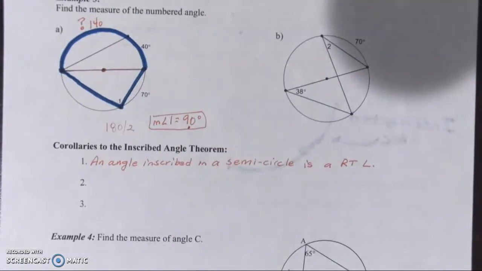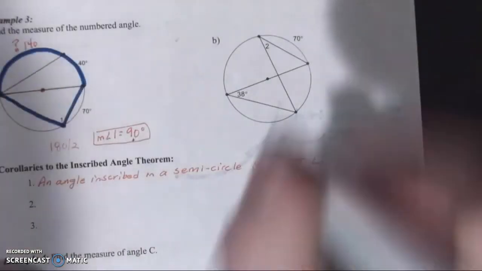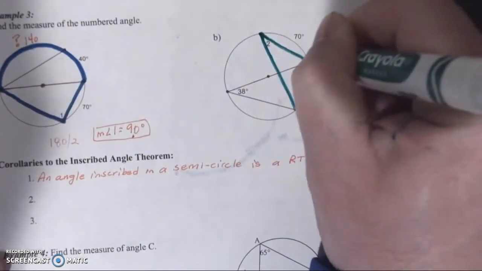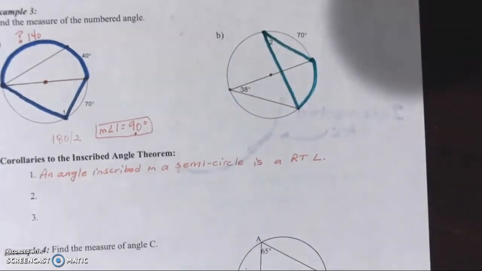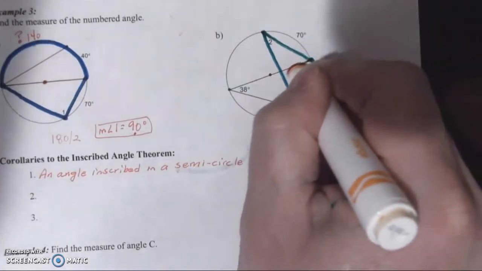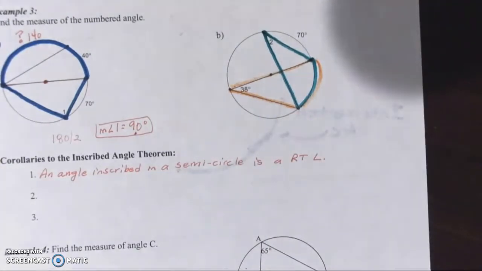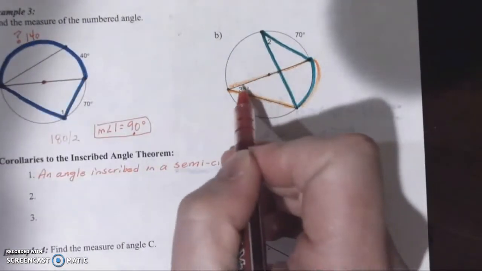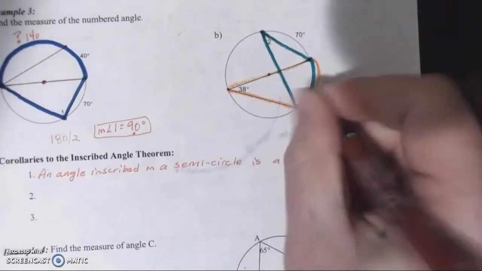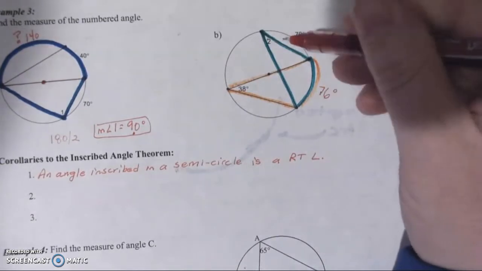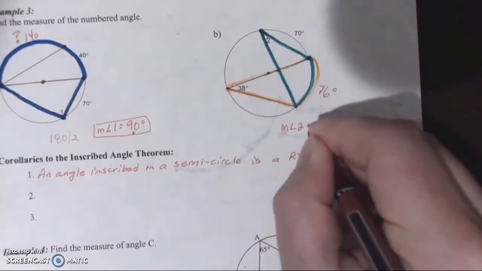Let's take a look at B. Find the measure of the numbered angle. Okay. Well, here is my inscribed angle. Looks like this would be the intercepted arc. We don't have that yet. We're going to. The other piece of information given here is that this angle is 38 degrees. What do we notice about the intercepted arcs of those two angles? They're the same. All right, angle, half of arc. 38 times 2, 76 degrees. Angle, half of intercepted arc. 76 divided by 2, the measure of angle 2 is 38 degrees.